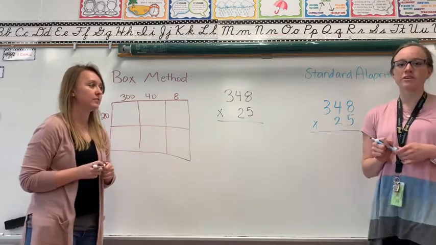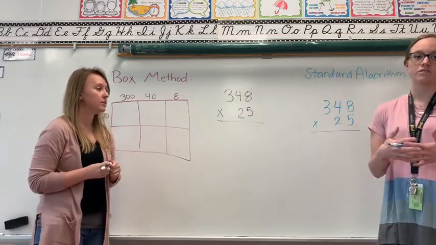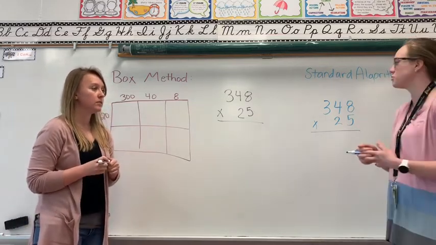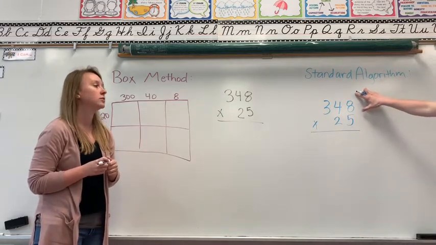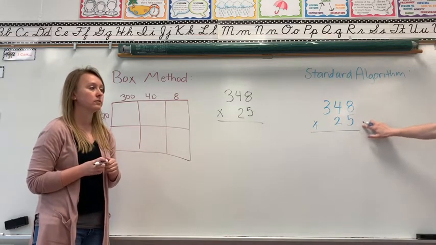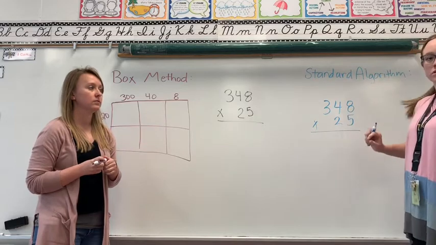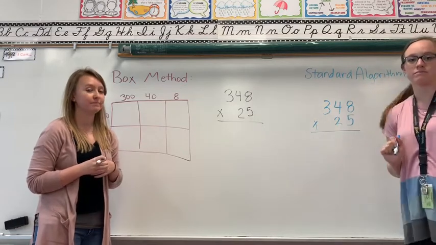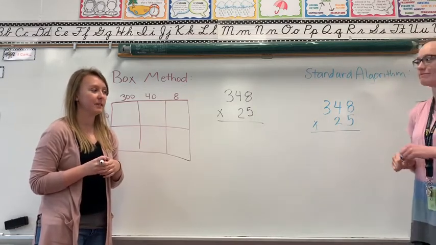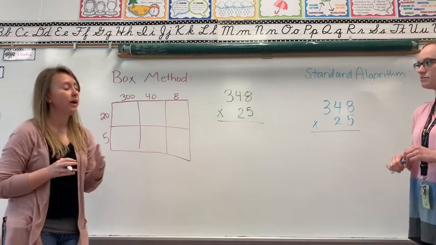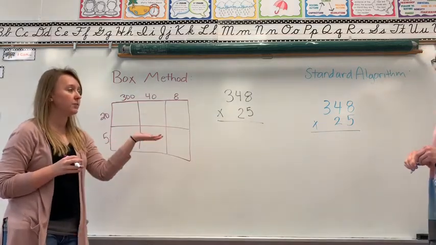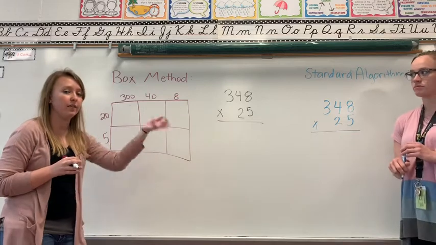And with the standard algorithm, it's very important to line up your place values as well. Place value is so important when you're multiplying. So we need to make sure we add up everything in the ones place with the other numbers in the ones place, tens place with numbers in the tens place, and hundreds place. And then you're set. So we're going to start with our step 1. And step 1, we'll start with the standard algorithm, and then I'll show you guys how that transfers over to box method.